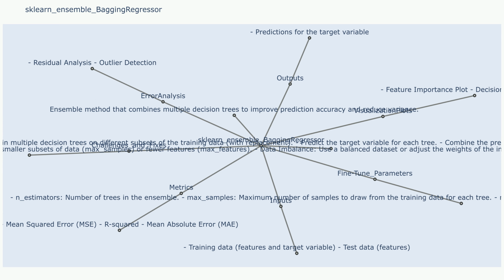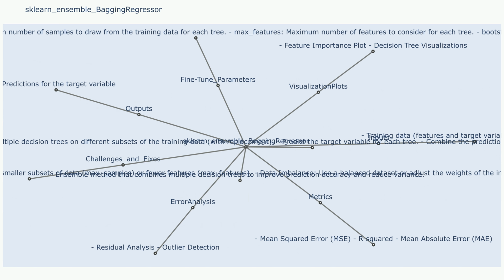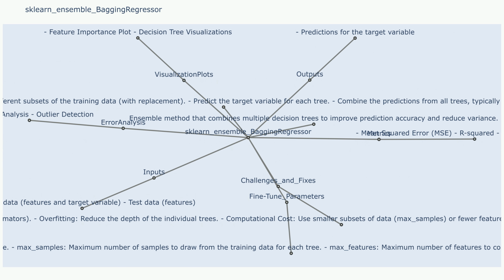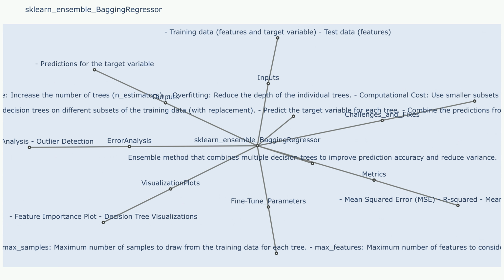It can be any estimator that implements the fit and predict methods, such as DecisionTreeRegressor. n_estimators. This parameter controls the number of decision trees to create. A higher number of estimators generally leads to better performance but also increases computational cost. Max samples. This parameter controls the maximum number of samples to use when creating each decision tree. A value of 1.0 means that all samples are used, while a value less than 1.0 means that a random subset of samples is used.